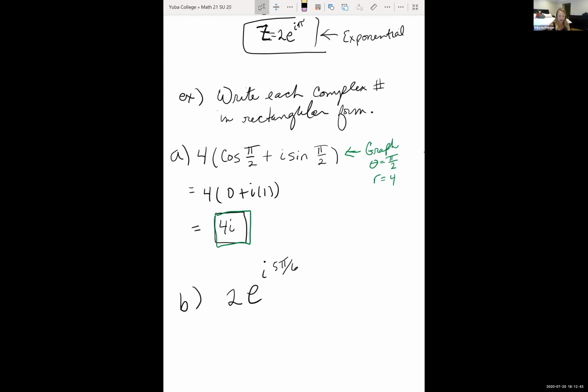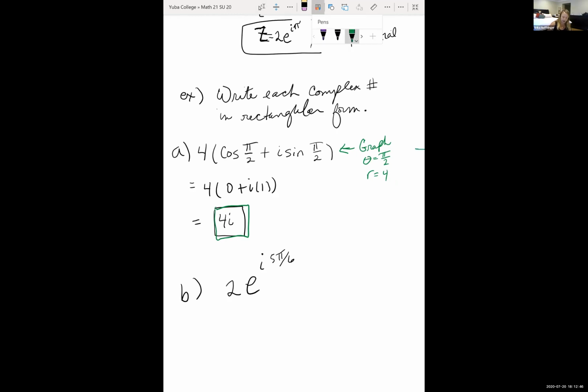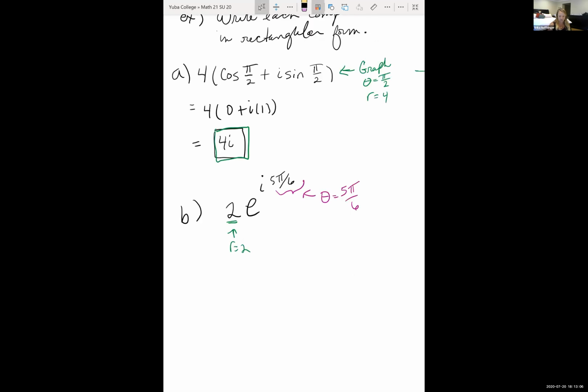Okay, so from this form, we know what r is. So r is 2. And our theta value is 5 pi over 6. So I wanted us to get right each complex number. Okay, so we know what this is. This is equal to, I'm going to just rewrite it like this, cosine of 5 pi over 6 plus i sine of 5 pi over 6.